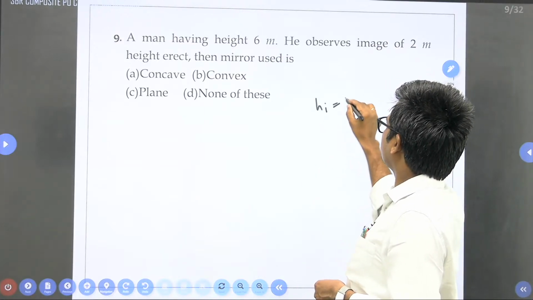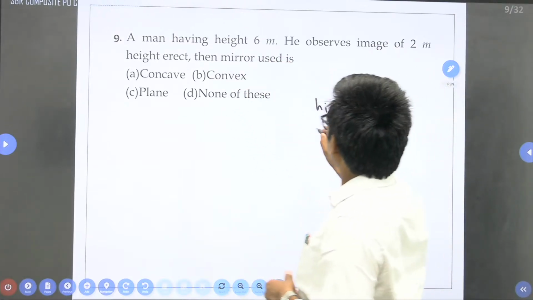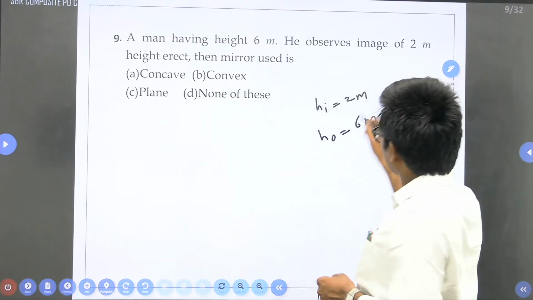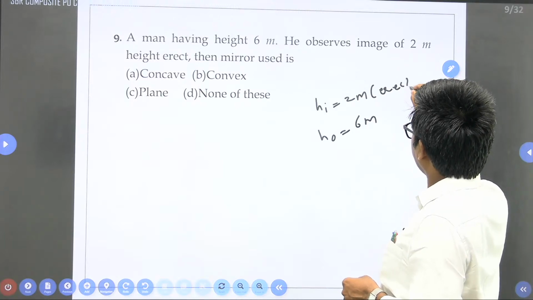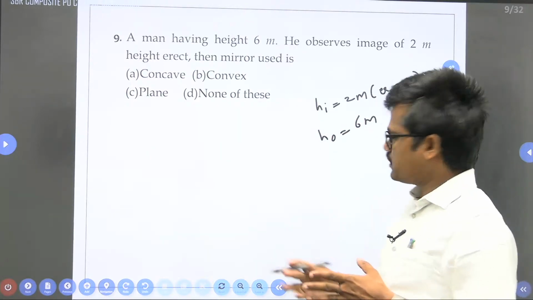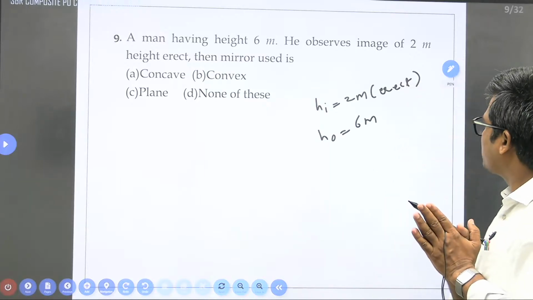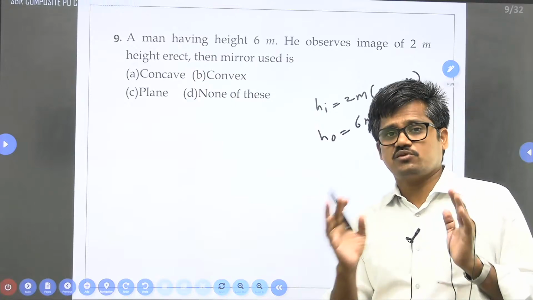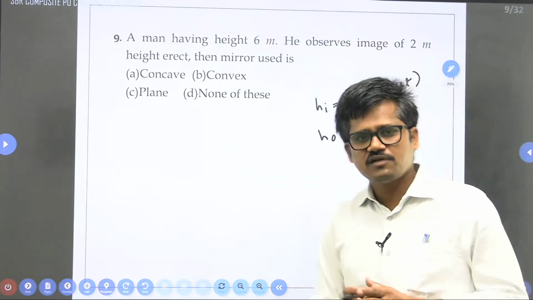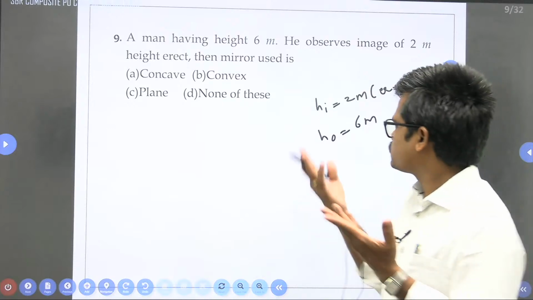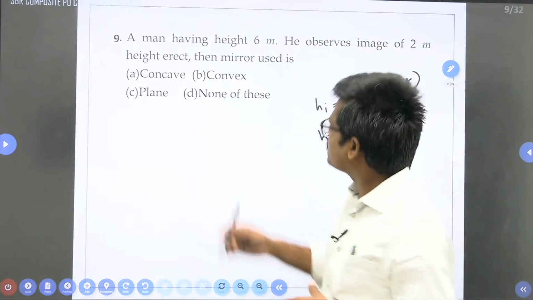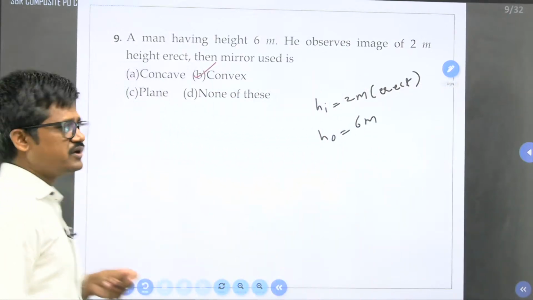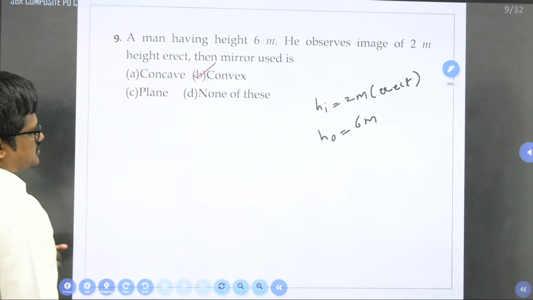Now, a man having height 6 meter observes an image of 2 meter. Image height is 2 meter, object height is 6 meter, and the image is erect. Which type of image are we getting? You have already learnt that in case of a convex mirror, the size of the image is always less than the object and it is always erect. So which mirror makes this possible? Convex mirror. Got my point?